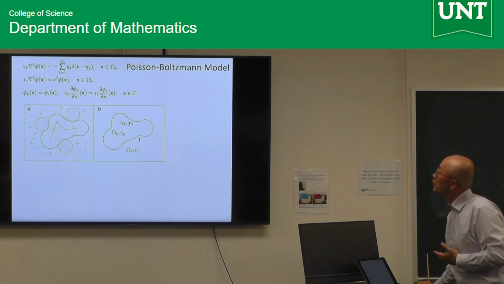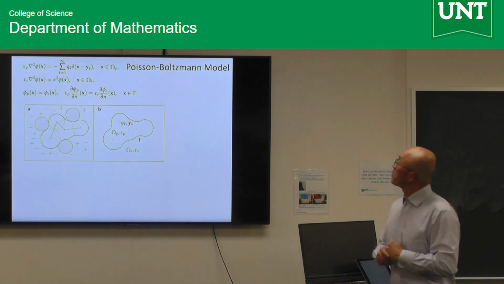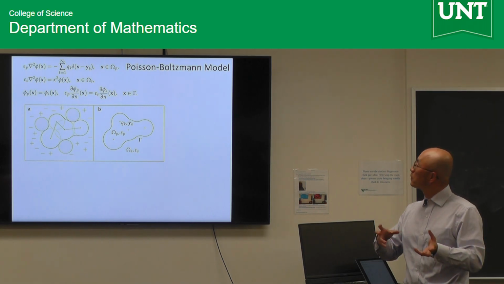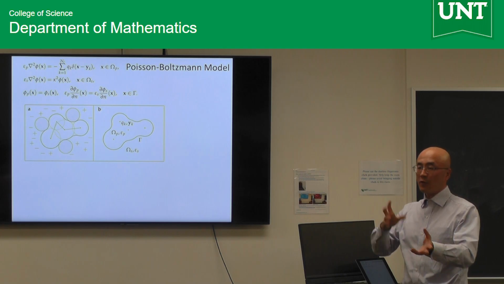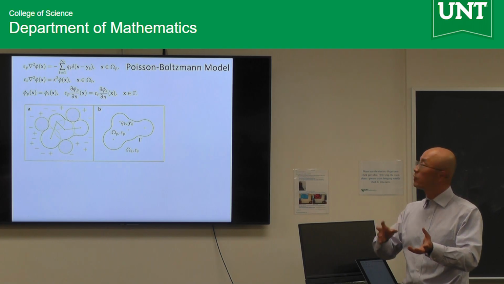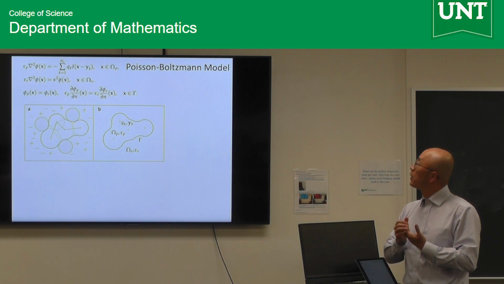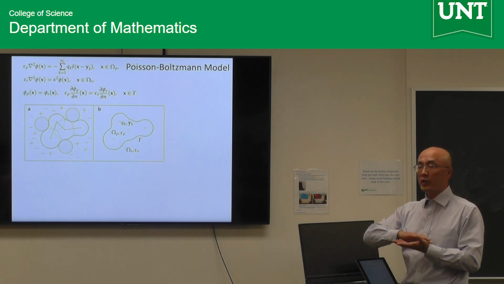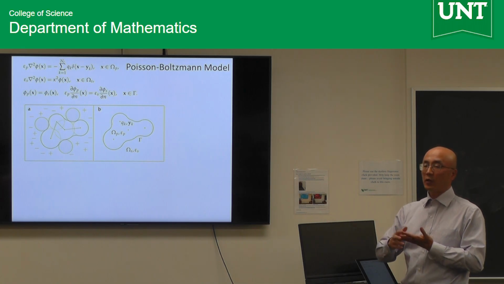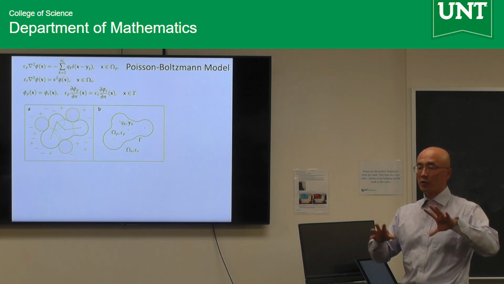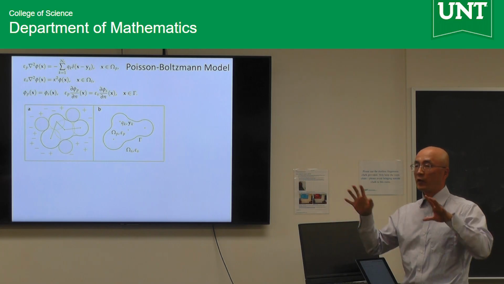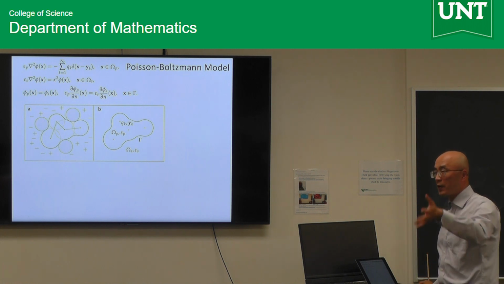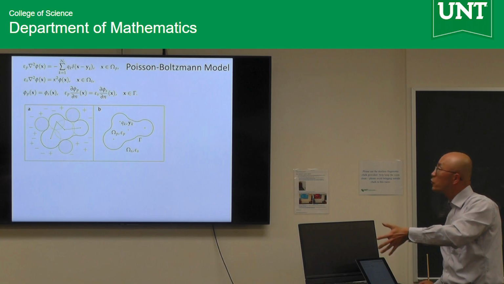Now let's look at the model. Basically, the Poisson-Boltzmann model is a Poisson equation. The left-hand side is the divergence of the gradient of the potential, where phi is the potential. The right-hand side is the charge distribution. It could be a continuous function, but if we think about isolated charges, we use a delta function to represent it.